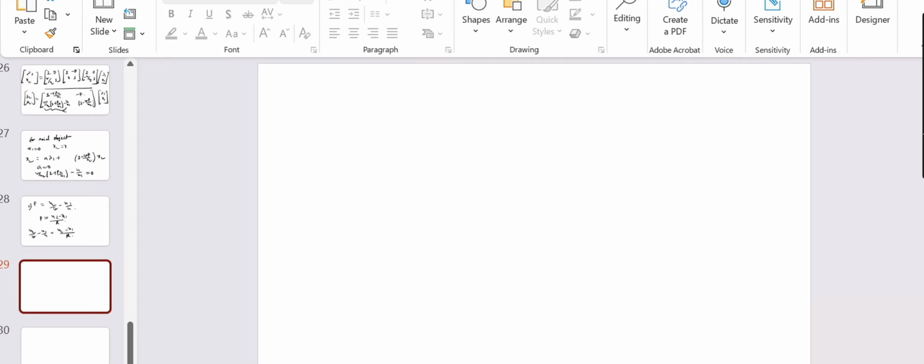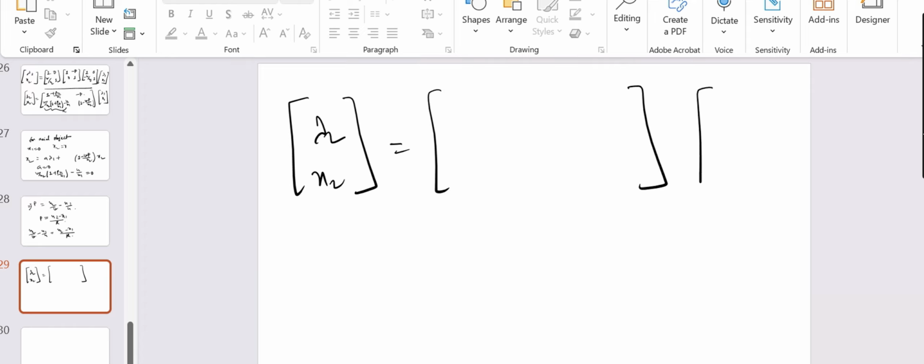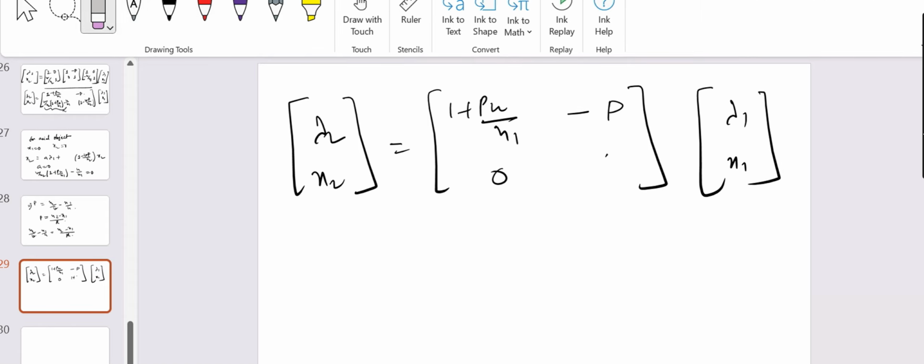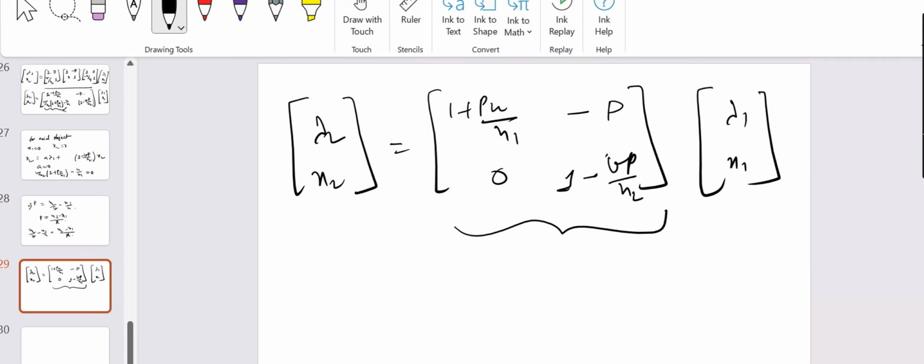So now we know lambda 2 x2 equals lambda 1 x1 times the matrix with entries 1 plus pu by n1, minus p, and 1 minus vp by n2. So you can say that this is the total matrix for the image formation by a spherical surface.